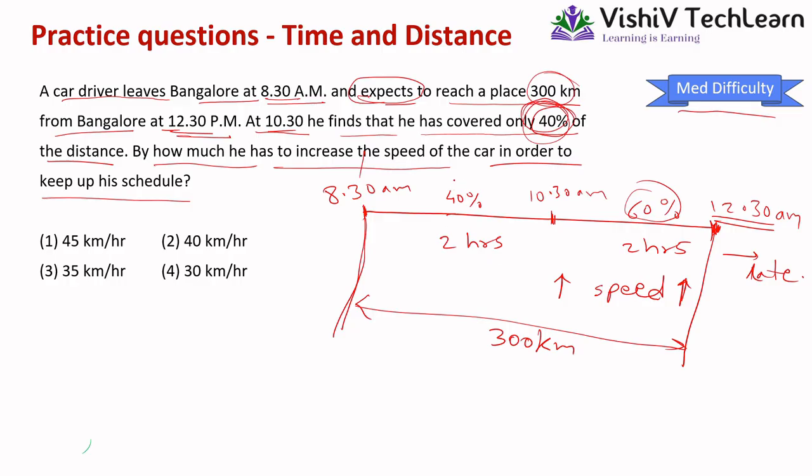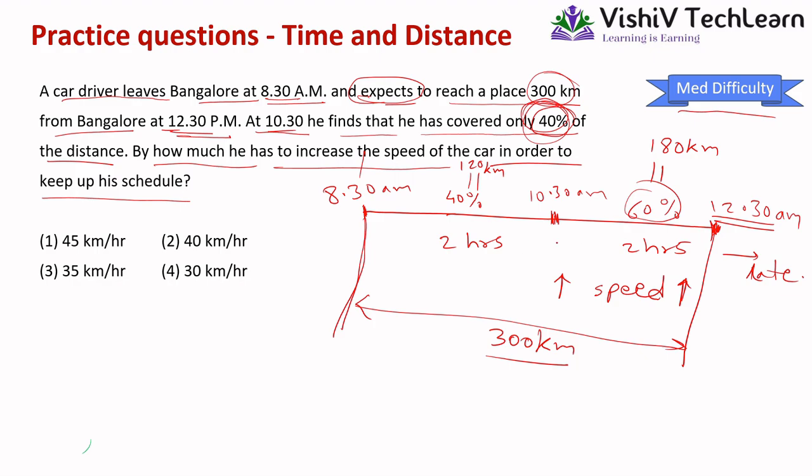And 40% of the distance is covered. So this 40% will be equal to what? 40% of 300, which is 4 3s are 12. So 120 kilometers he has covered till 10:30. And from 10:30 to 12:30, the remaining 60% of the distance, which is 180 kilometers, is still pending. It has to be covered still.